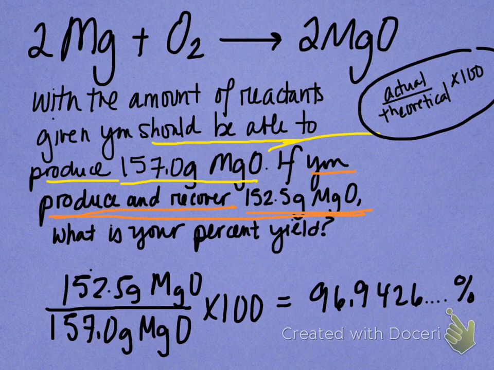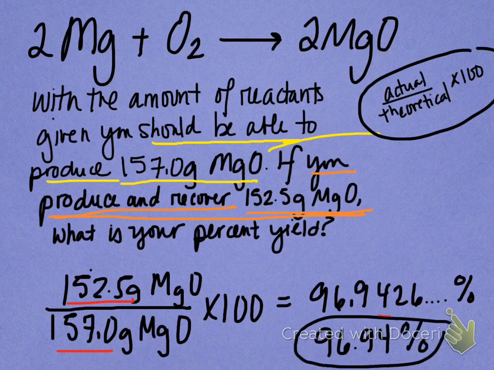I get a raw answer of 96.9426752. It goes on and on and on percent. Now, I'm still bound by the same sig fig rules that I've always been bound by, and each of these numbers has 4 sig figs in it. So I'm going to stop my number right there, and I'm going to round at that 4. That gives me 96.94% yield, which is honestly entirely respectable.